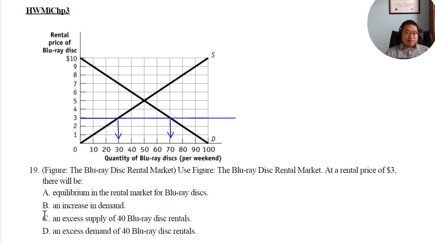Okay, 40 units shortage. Choice A, equilibrium in the rental market for Blu-ray discs? Not really. B, an increase in demand? Not really. The demand curve doesn't shift. No shifting. C, an excess supply of 40 Blu-ray disc rentals. D, an excess demand of 40 Blu-ray disc rentals. Excess supply is what? Surplus. Excess demand is what? Shortage. Okay, that's question 19.